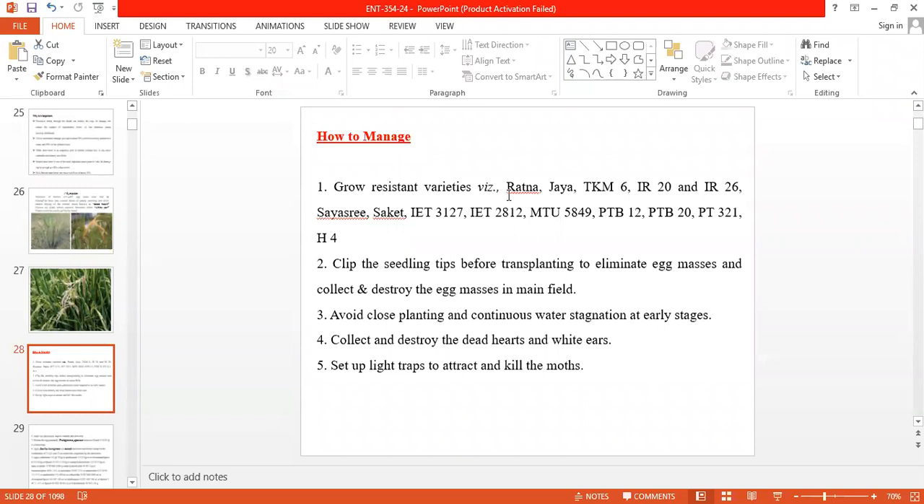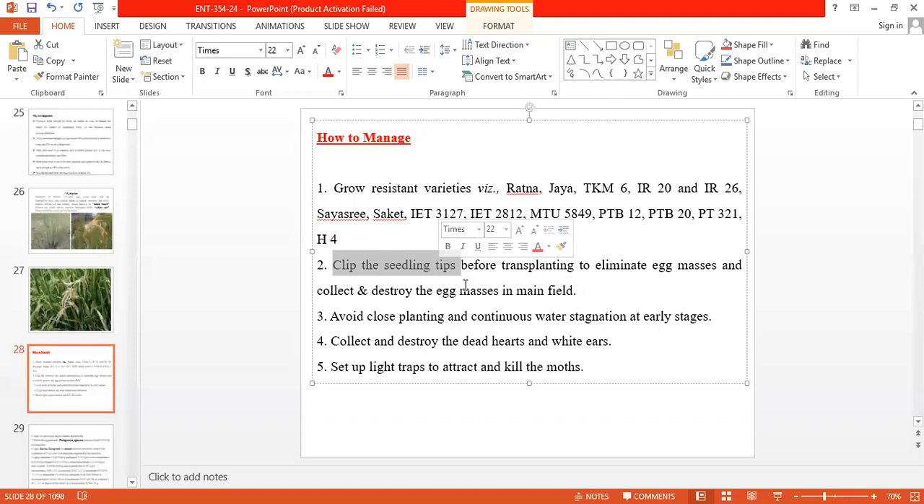Then this is the mechanical practice. Clip the seedling tips before transplanting, because the moths mainly prefer the upper surface of leaf tips for the deposition of their eggs. That's why we clip the leaf tips before transplanting. Then avoid close planting and continuous water stagnation at the early stage, as these are favorable conditions for the multiplication of that pest. Then collect and destroy dead hearts and white ears from the field along with the larva.